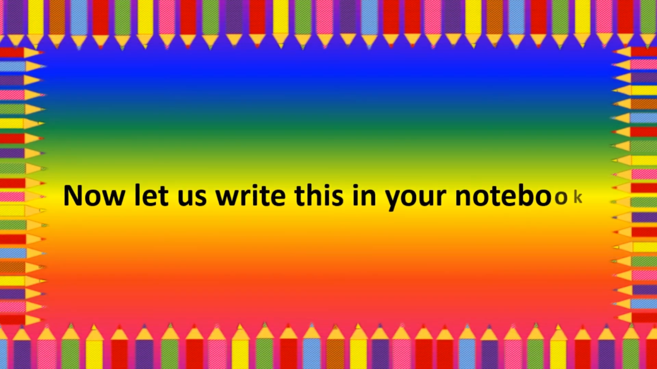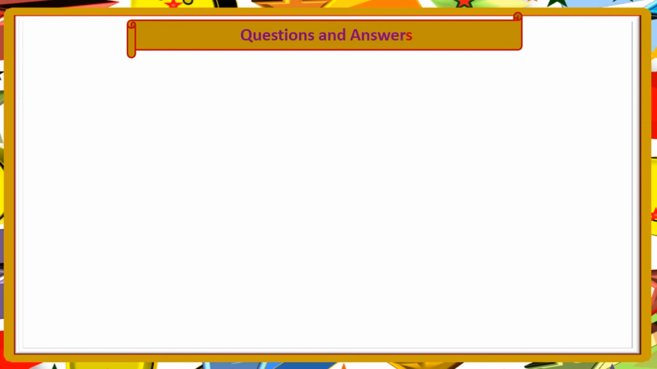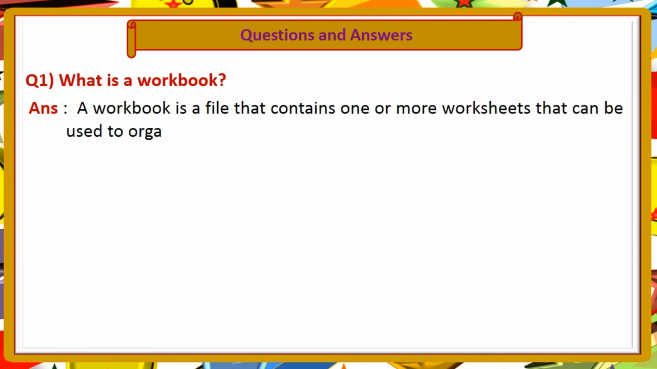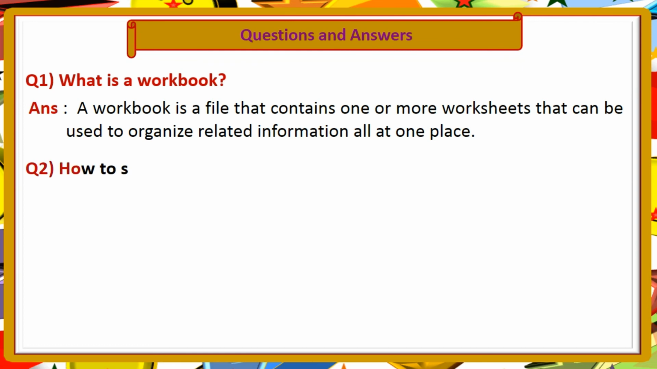Now let us write this in your notebook. Questions and answers. Question number 1. What is a workbook? Answer. A workbook is a file that contains one or more worksheets that can be used to organize related information all at one place.